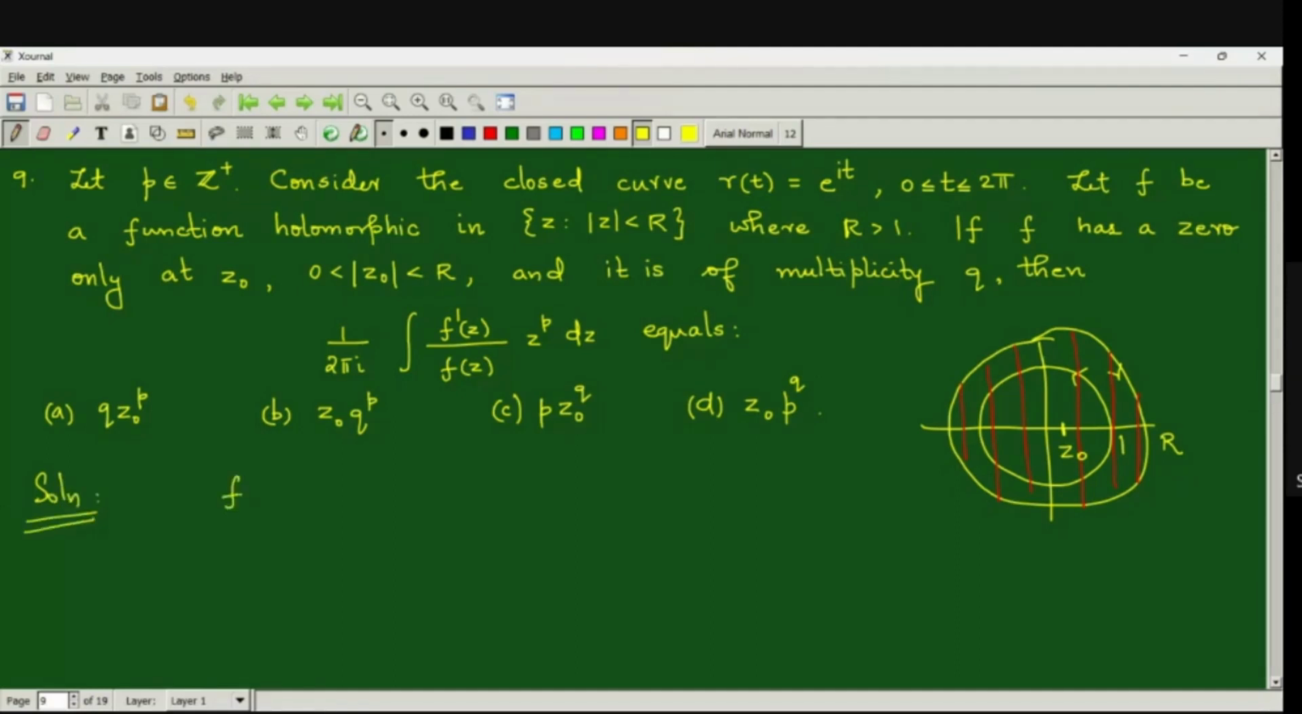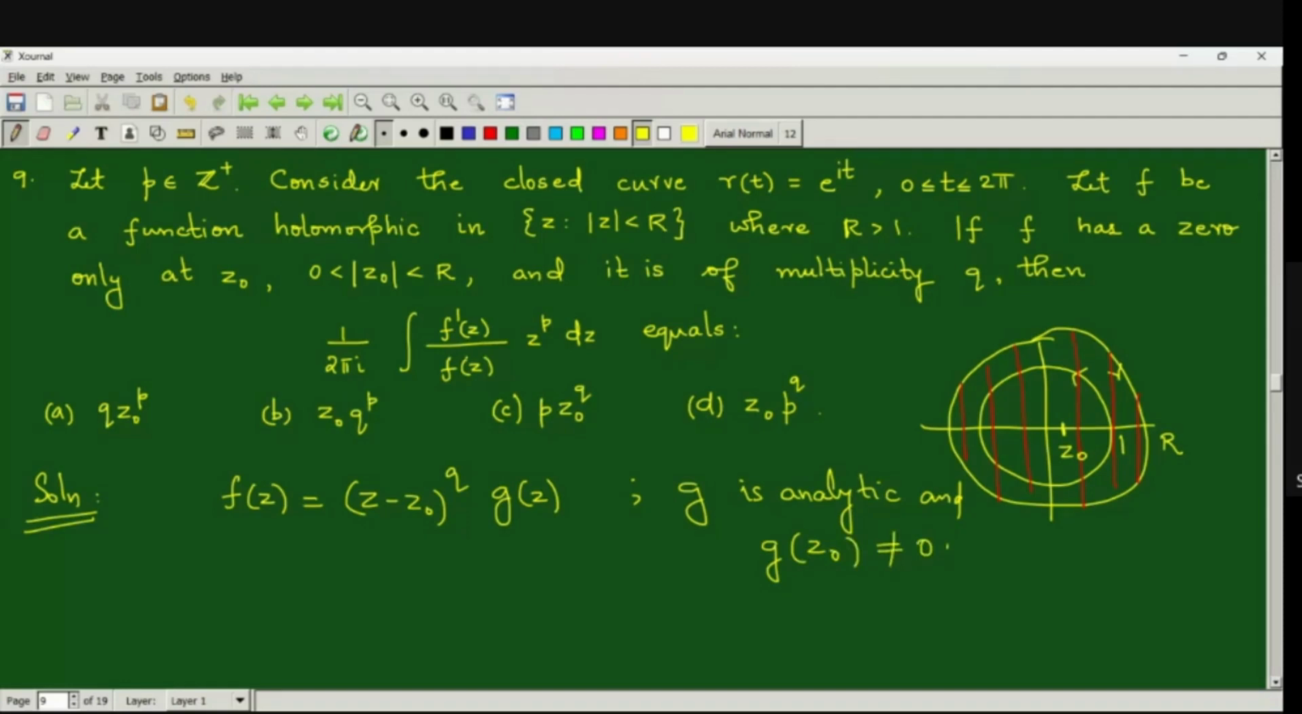What is given about f? f has only a zero at z naught, and that too of multiplicity q. So f is of the form (z minus z naught) power q times g(z), where g is analytic, and g of z naught is not equal to 0.